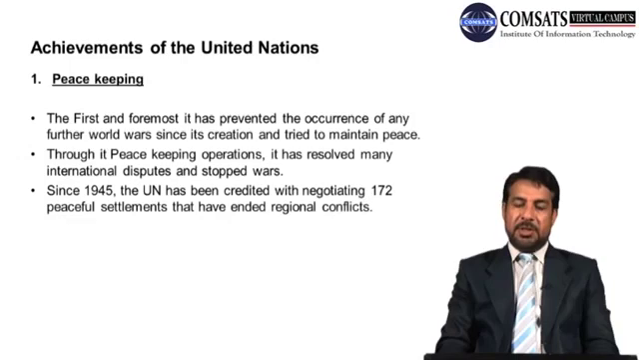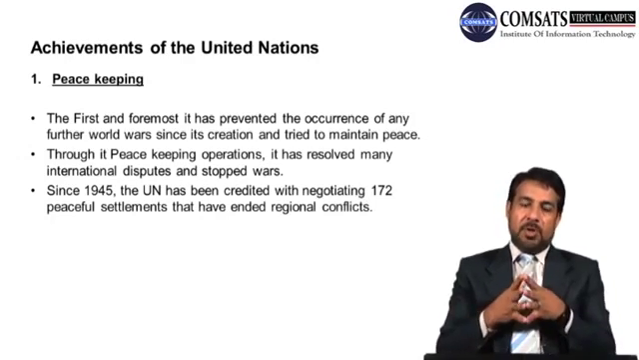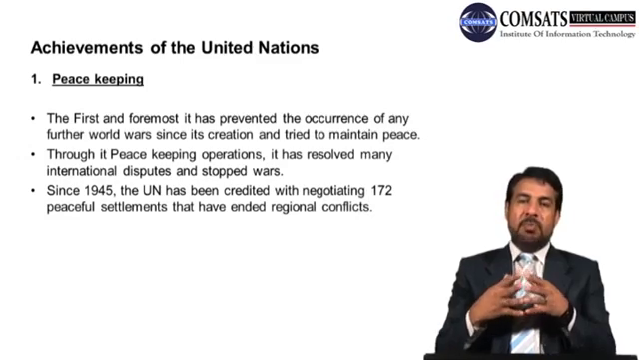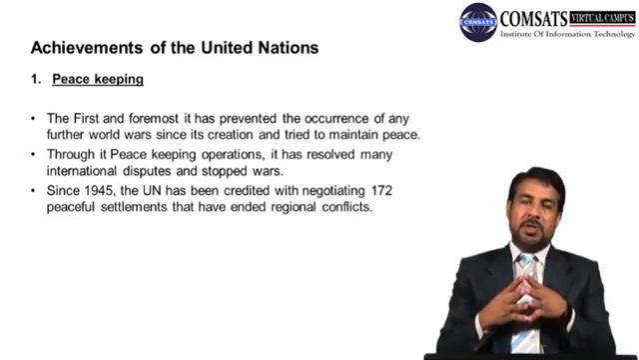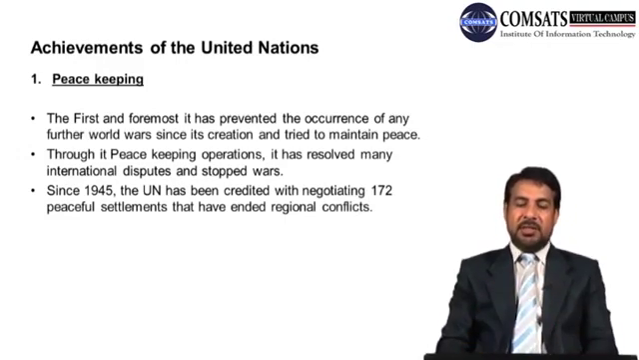Through its peacekeeping operation, it has resolved many international disputes and stopped war. So how it has prevented wars? Because it has a peacekeeping operation. It also mediates, it also talks to the different states, and it encouraged them to solve the disputes through peaceful means. जिसकी वजह से काफ़ी जो international problems हैं, so they are solved, and as a result it has prevented further wars. So since 1945, UN has been credited with negotiating 172 peaceful settlements that have ended regional conflicts.